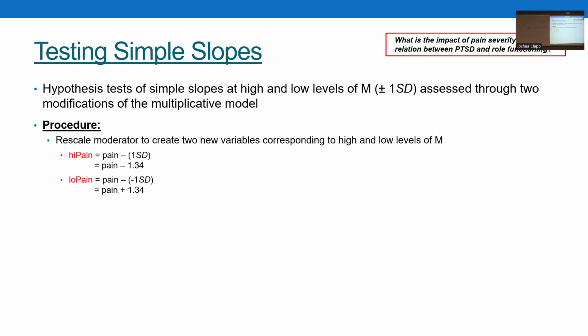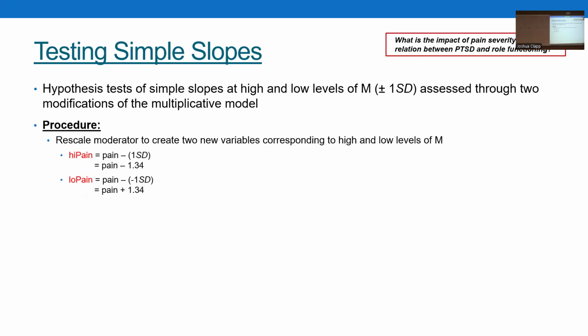I'm going to create new variables. I'm going to create a variable called high pain, and high pain is going to be equal to my pain variable minus a standard deviation. I know the standard deviation of pain is 1.34. So to create my high pain variable, I'm going to take values of pain in my set and subtract 1.34. Then I'm going to create another variable called low pain. And low pain is going to be my pain value minus a negative standard deviation, which is going to give me plus 1.34. Okay.